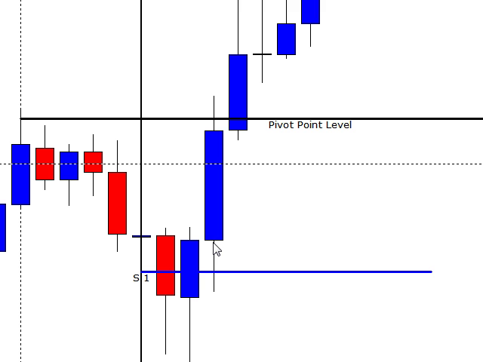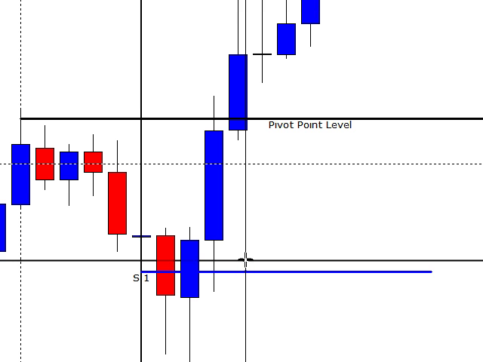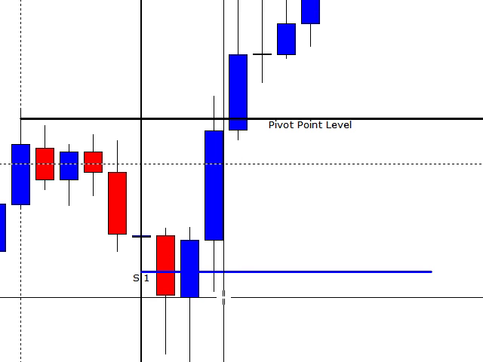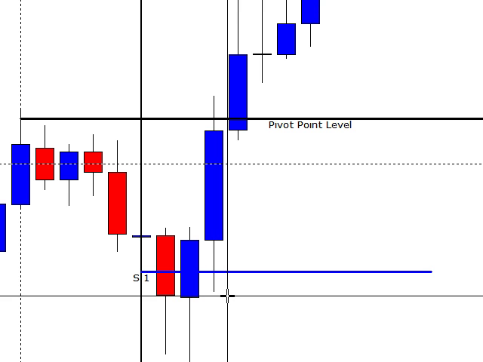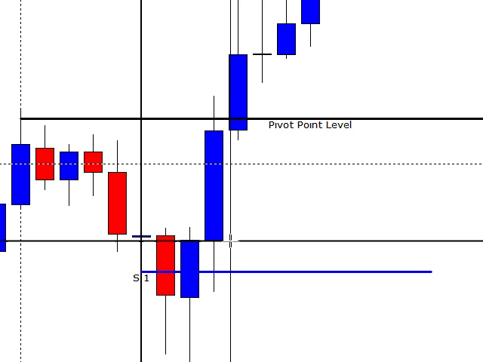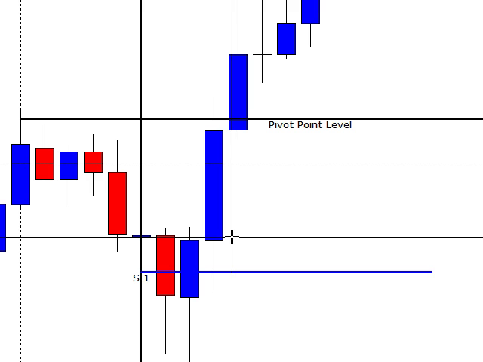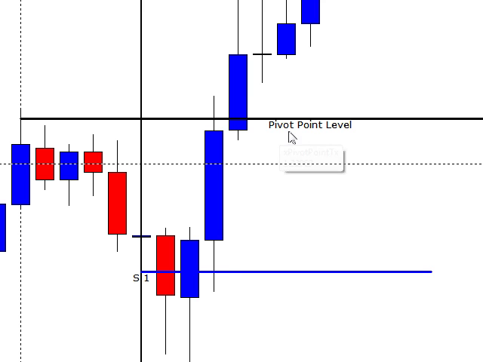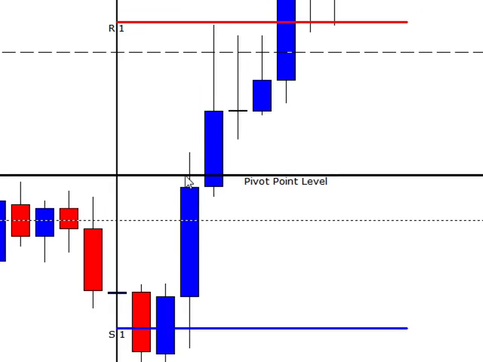Then on the 4 o'clock candle is where we got the trade. It opened up, it came down, it bounced off of S1, it pierced through it a little bit, went back up, rejected S1. As soon as it turned blue by 1 pip, you would have got long. You would have had a 15 pip target to 32, and you would have had a 25 pip target to the pivot point level. That was a winning trade.